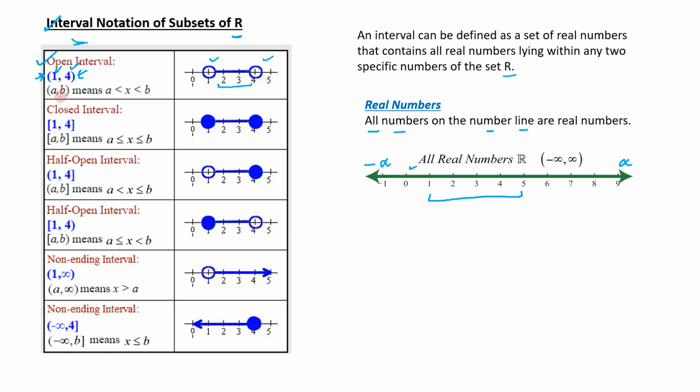Here again we have a and b as two numbers. This means that x is greater than a but less than b. So here again the definition is the same: you will have to take all the numbers lying between a and b.